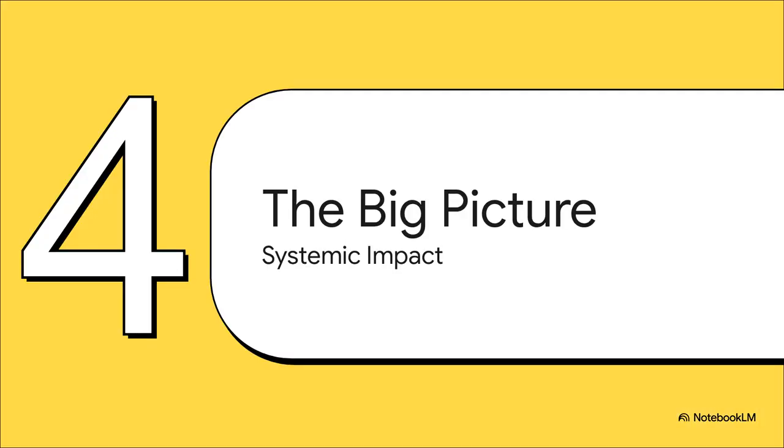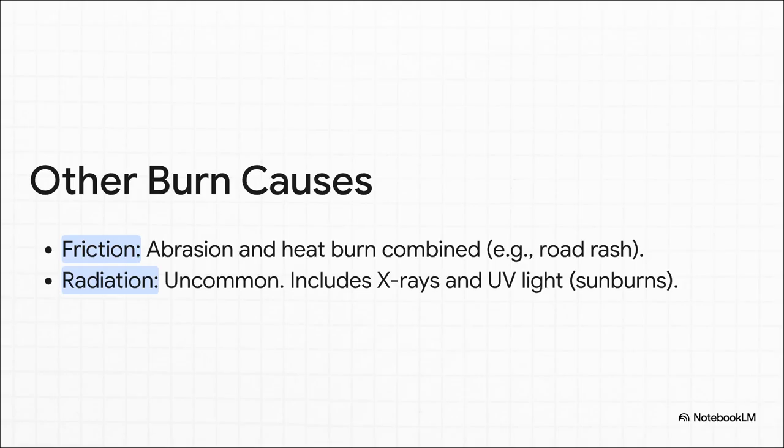We've spent a lot of time talking about the different ways a person can get burned, but now it's time to zoom out and look at the bigger picture. Because no matter what the cause, a major burn isn't just a skin injury, it's a full-body crisis. Now, before we get into the systemic effects, let's just quickly touch on a couple of other burn types you might see. You've got friction burns, think road rash, which are a mix of an abrasion and a heat burn. And then you have radiation burns. They're pretty rare, but they can be caused by anything from a really severe sunburn to radiation therapy for cancer.